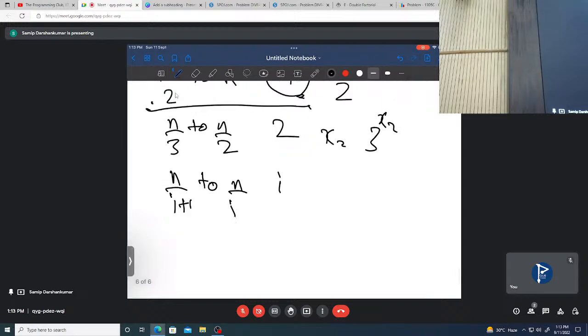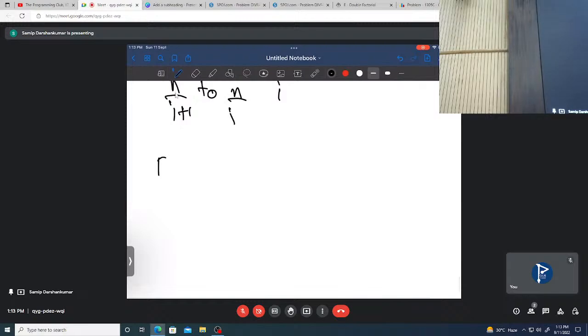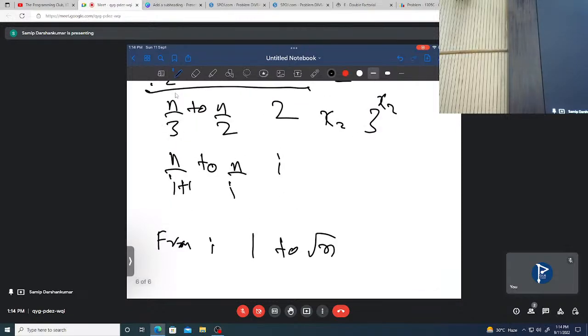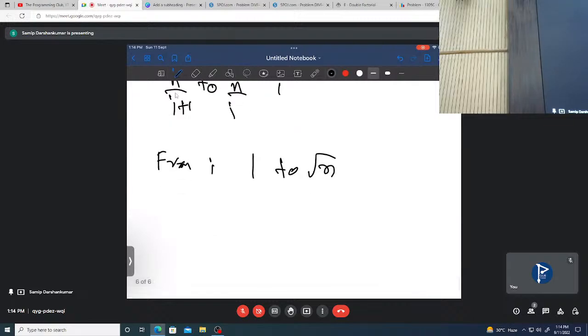So similarly, if we do this process from i equals 1 to root n, then we will be able to calculate the contribution of prime numbers from root n to n. And for 1 to root n, we can calculate that by brute force, going over each prime, calculating the order and multiplying by order plus 1. So is this problem clear? I guess you should implement it, or should I implement it right now? Implement it. Okay.